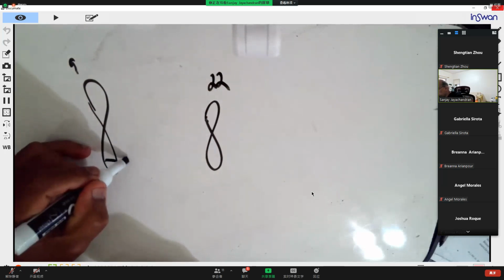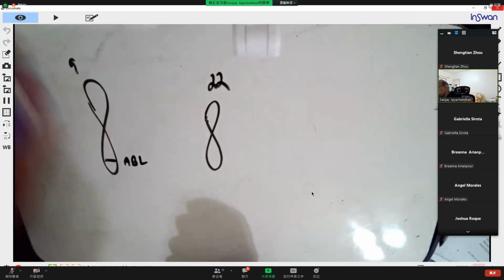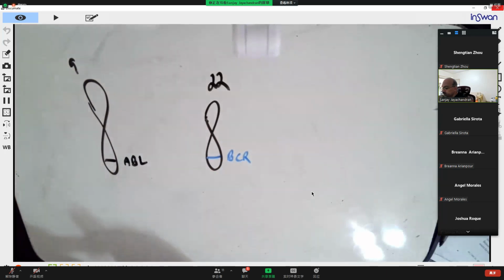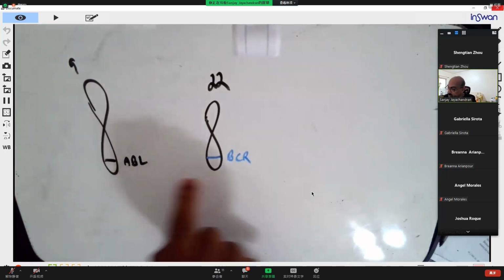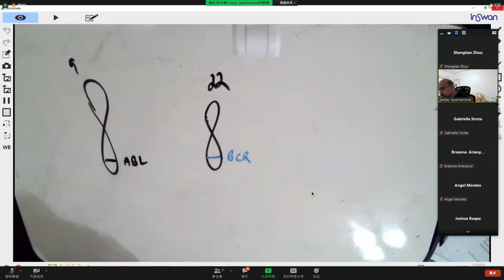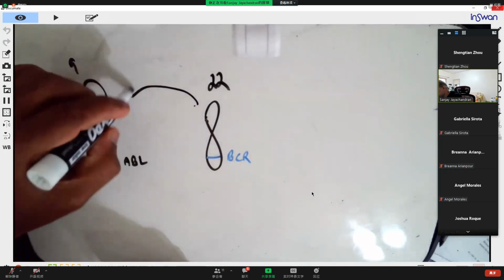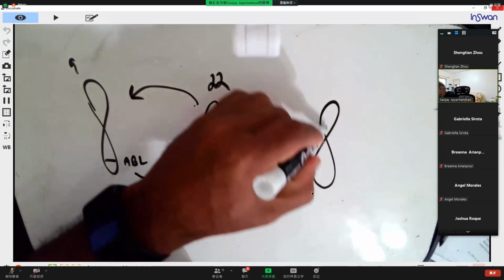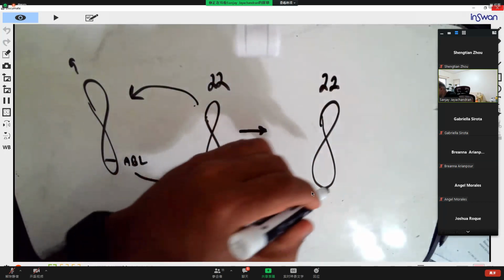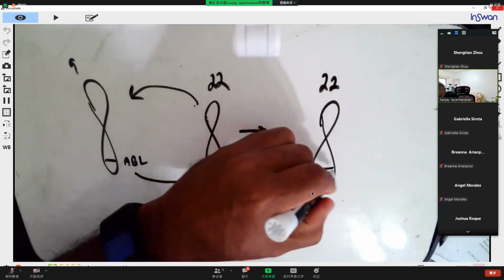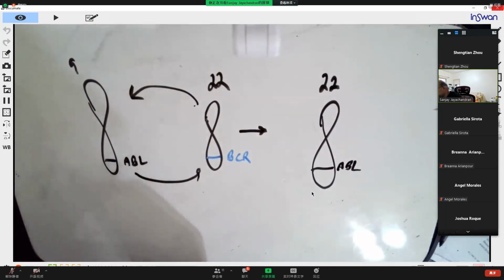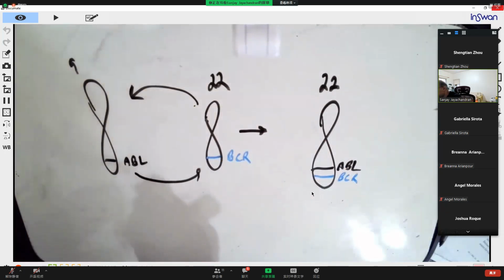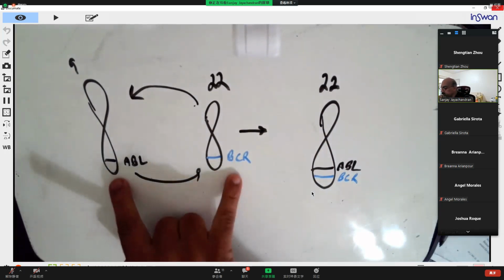Let's say there's a gene on 9 called ABL, and there's a gene on 22 called BCR. Both these genes are involved in mitosis, cell division. So what happens in a translocation event between these two is you get an exchange of pieces, and 22 is the important one to watch here. You get a new 22 where the ABL and the BCR are brought closely together.